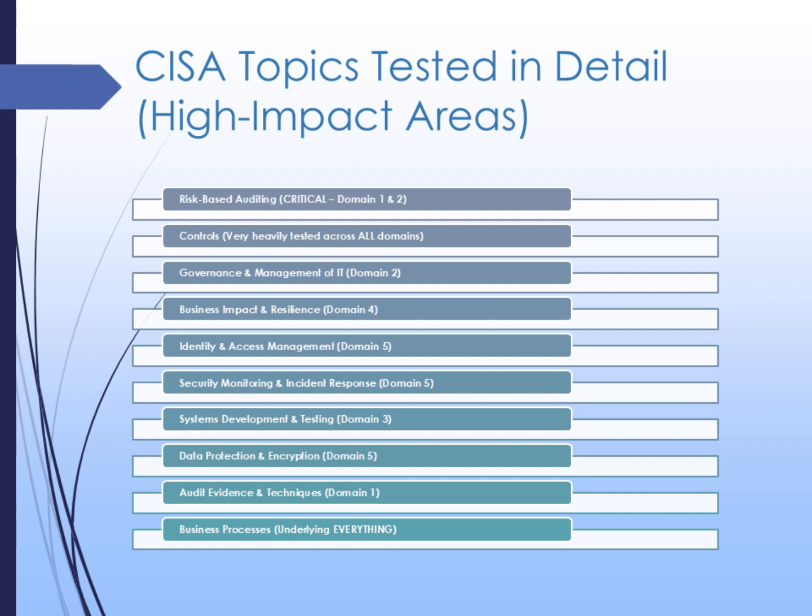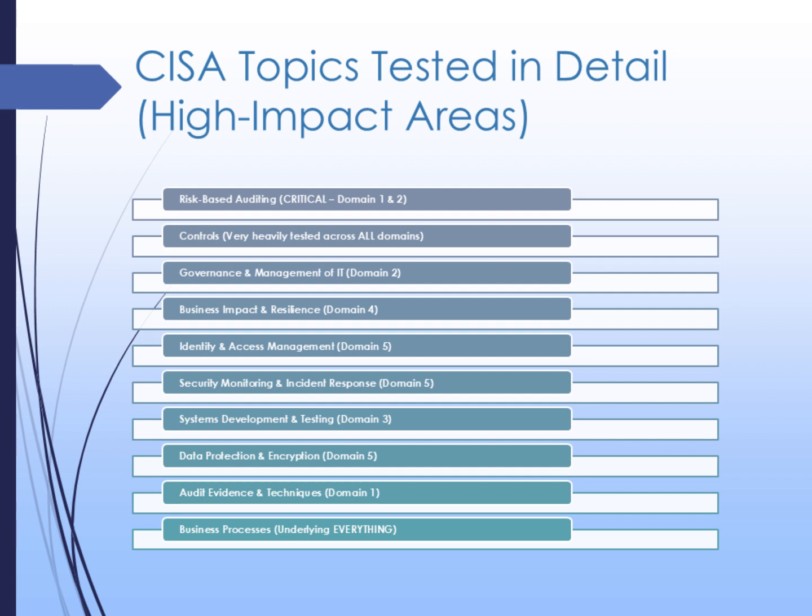Data protection and encryption are regularly tested conceptually and in applied scenarios. You should understand the purpose of encryption, hashing, digital signatures, and the difference between protecting confidentiality, integrity, and availability. Audit evidence and techniques in Domain 1 is another core topic area. This includes evidence reliability, sampling, inquiry versus observation, and understanding what constitutes sufficient and appropriate audit evidence.